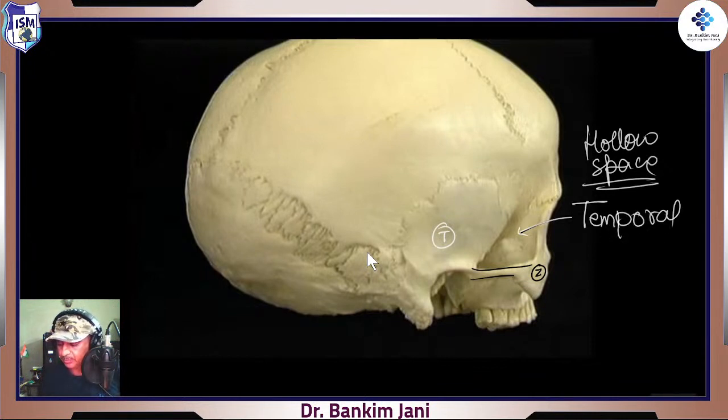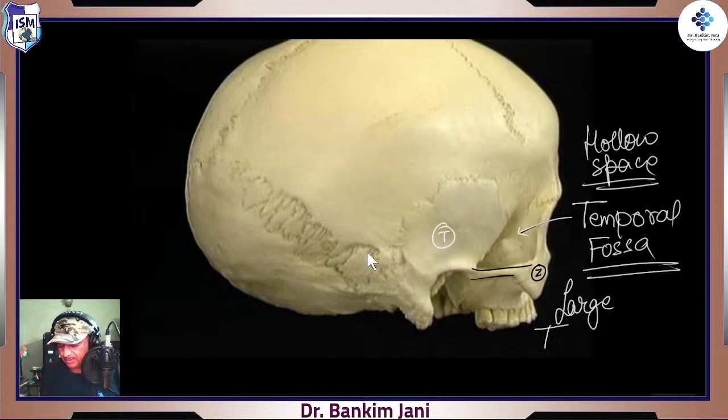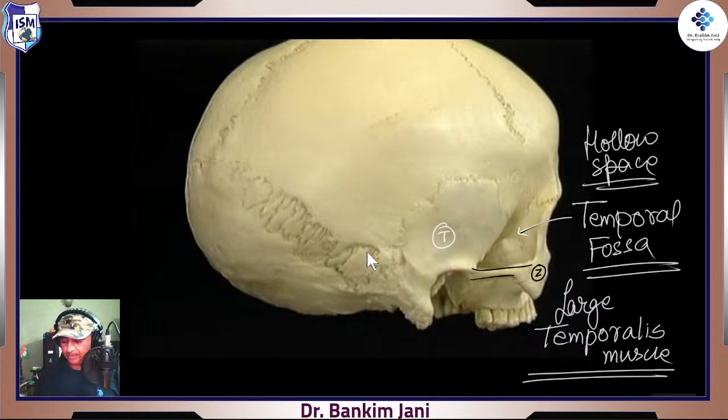So this is a new thing which we talked about. Now, this temporal fossa would be containing what? Well, there will be so many things, but one important point is that it consists of a big muscle, and that is the temporalis muscle, right? So temporalis, that's the muscle, and it is this area that is the temporal fossa, right? So this is the first thing which we learned.